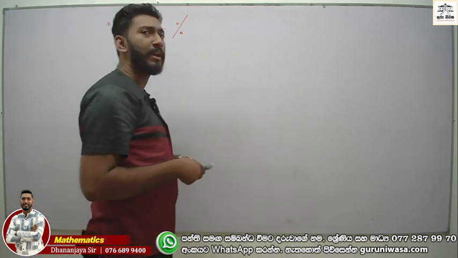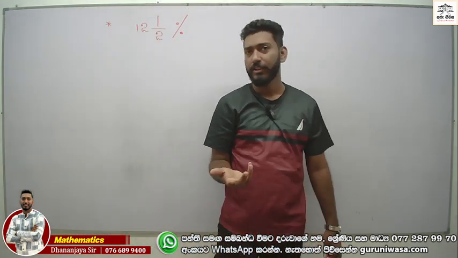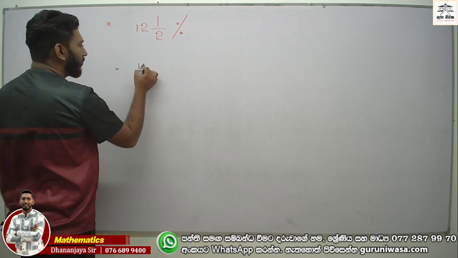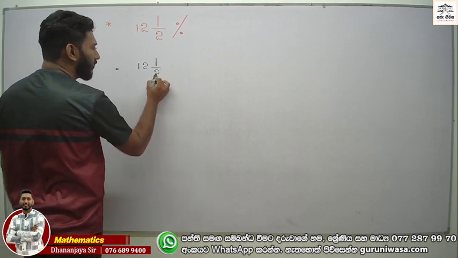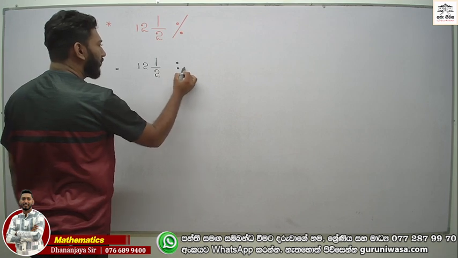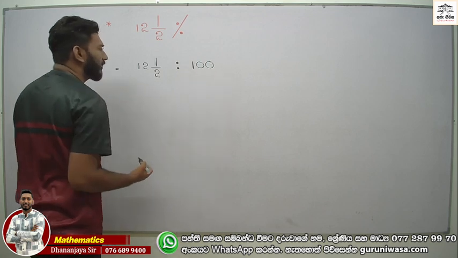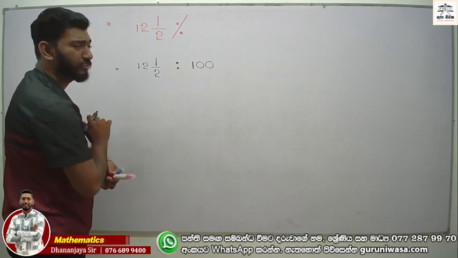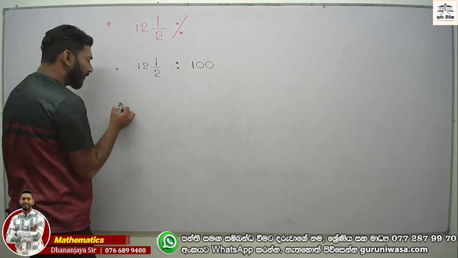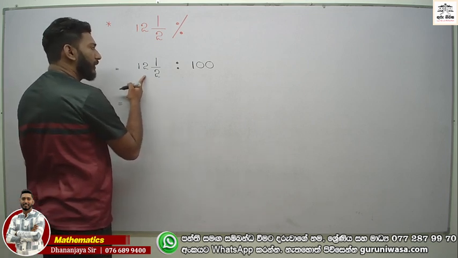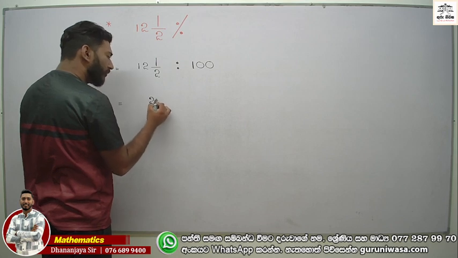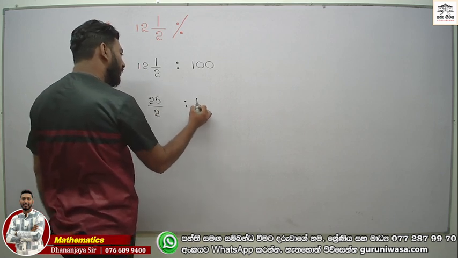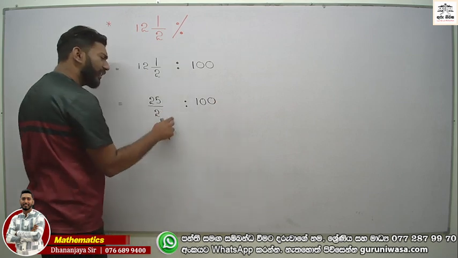Now we are going to write it as a ratio, right? 12 and a half. And you know the method. What is the method? 12 and a half percent. What does percent mean? 100. Right. Now in this case, this one is a mixed number. Now what to do? Change it to an improper fraction. We know that 2 times 12 is 24, plus 1 becomes 25 over 2, into the 100.